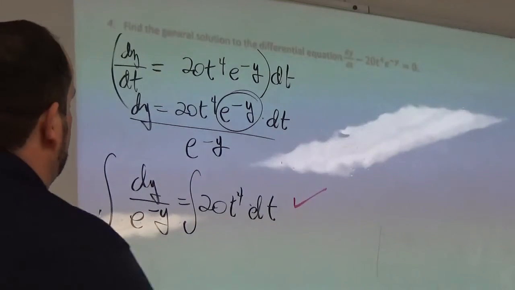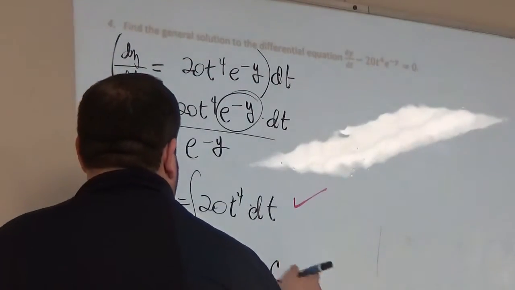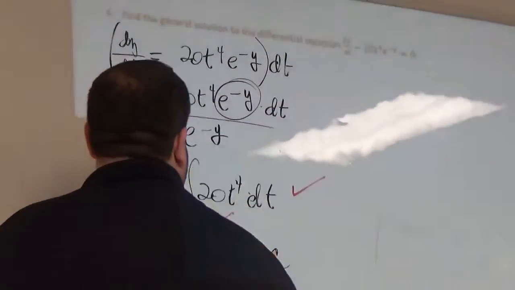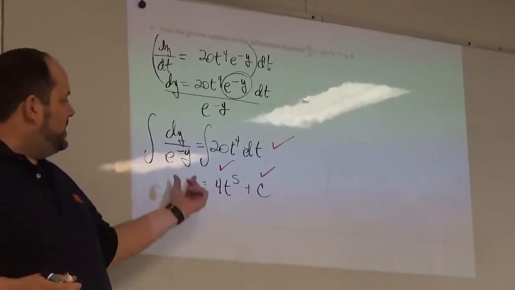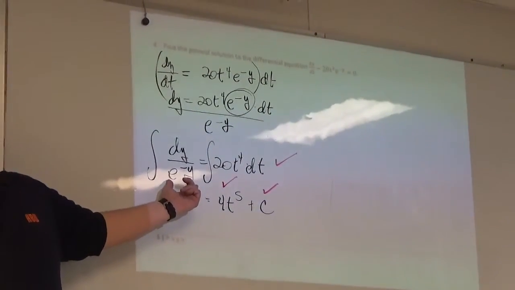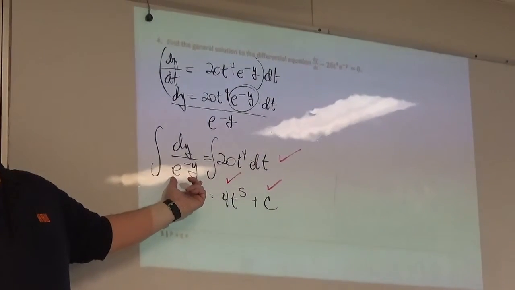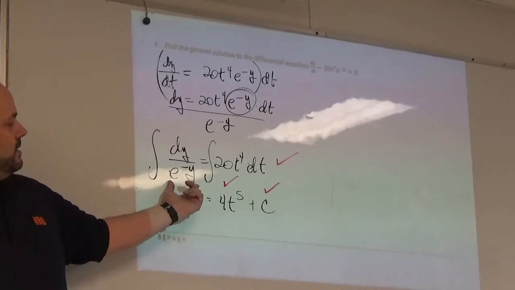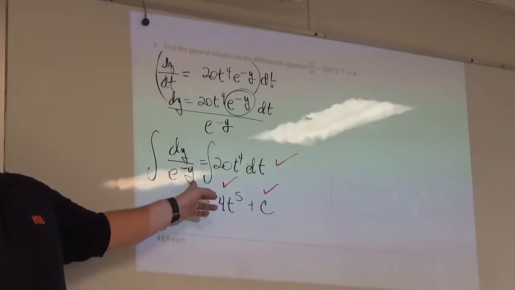The antiderivative of 20t to the 4th is 4t to the 5th plus Charlie, right? Congratulations, just picked up 2 points. Then the trick is, how are you going to integrate dy over e to the negative y? dy does not turn into Charlie.